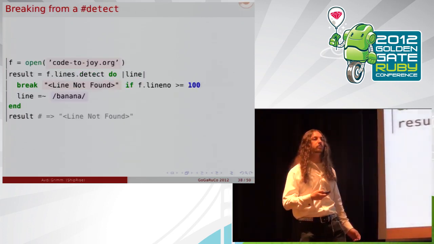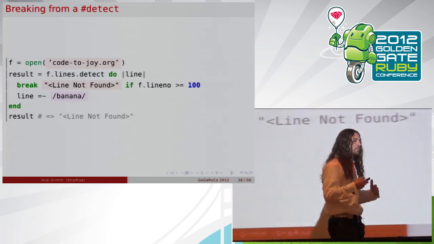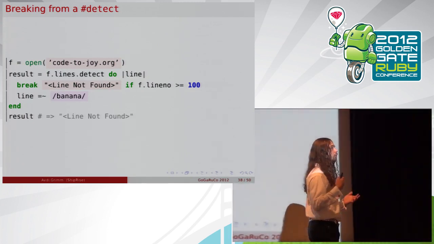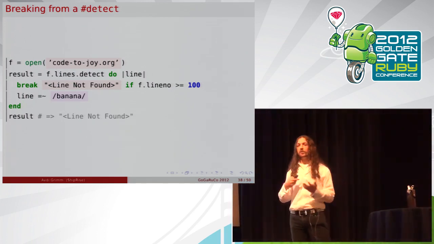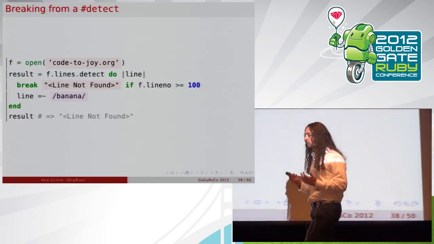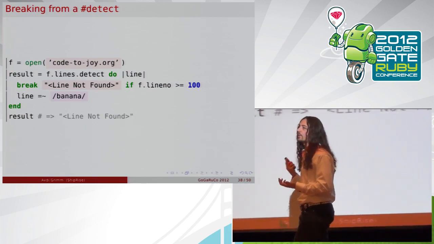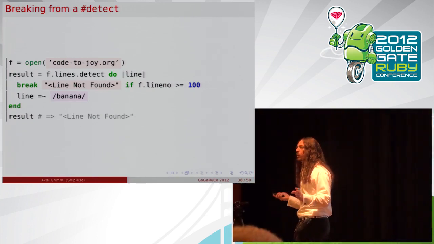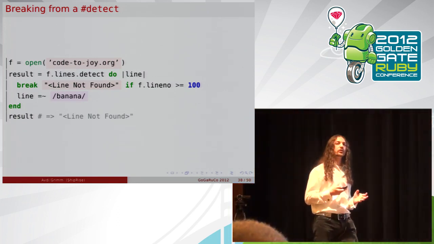Let's take a look at maybe a more useful example. Let's say we want to search through the lines of a file for a particular string. When we find the matching string, we return it, and then we're done. And this is a classic application where you typically use a detect. But there's another requirement here. We also don't want to do this forever. If it's a really long file, we don't want to just keep searching through it. We want to give up after the first 100 lines.